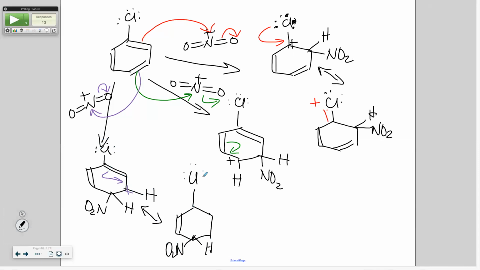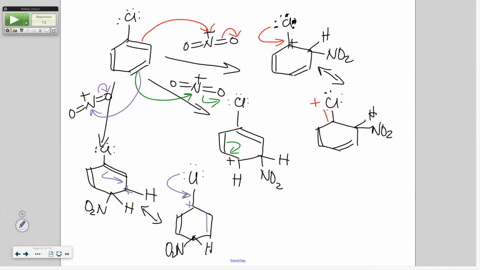Okay, there's my chlorine. And now over here is my double bond, and this carbon is plus. So now we can do this. Is that making sense? Which is the same as that one, except the nitro's in the para position.